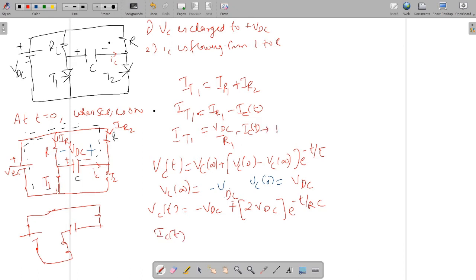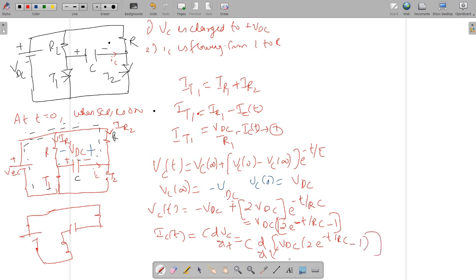This is equation number 1. So iC(t) will be equal to C dVc(t)/dt. If you solve this expression, what will you get? Your VDC is common, so 2 into e to the power of minus t upon RC. If you simplify this expression and put it here, C into d/dt of VDC into (2 e to the power of minus t upon RC minus 1), and this will be your iC(t).